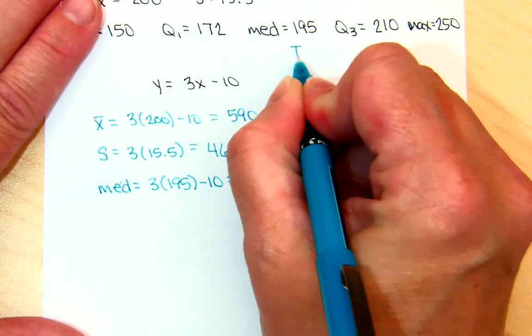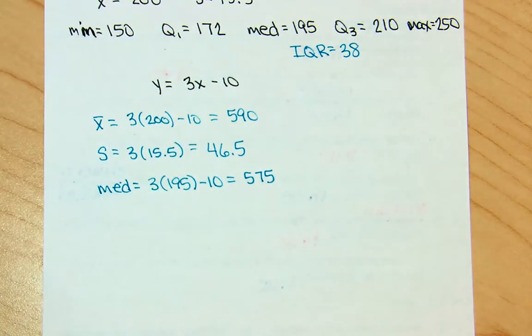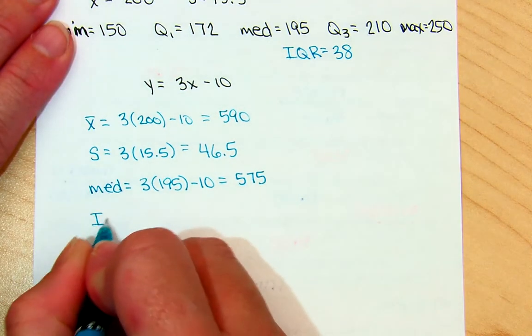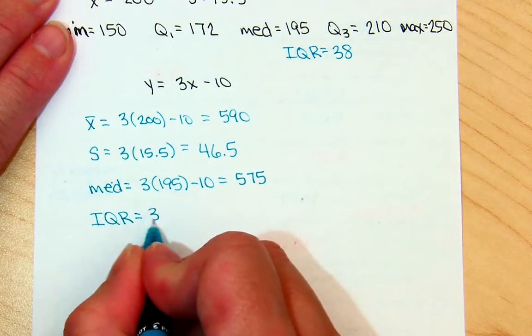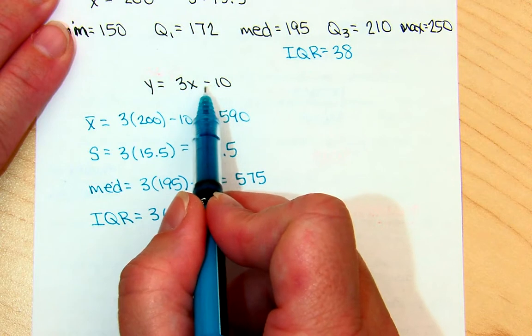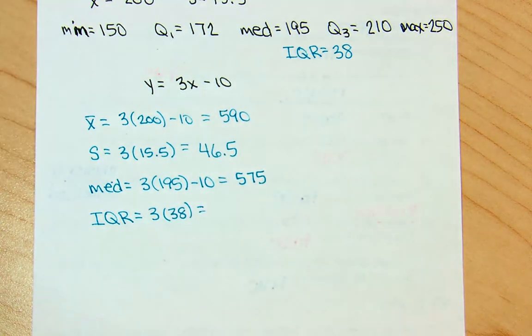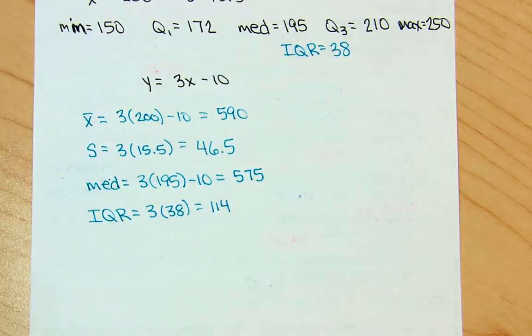Up here, my IQR was 38. If I wanted to see what my new IQR is, I do the 3 times the 38, but I don't do the minus 10 because minus and plus does not affect spread. So I just do the times 3. That's my new IQR. So you will have one like this on your problem set that you have today.